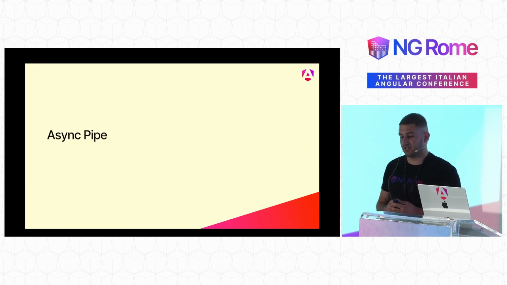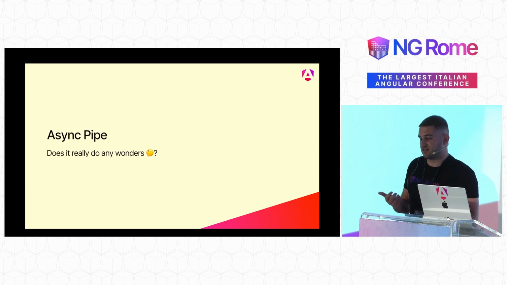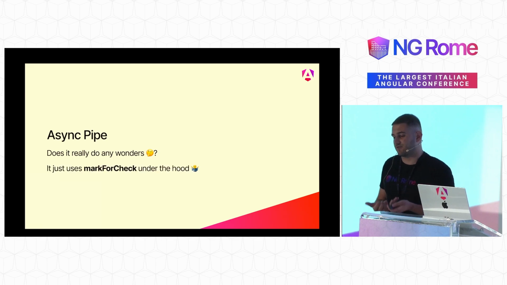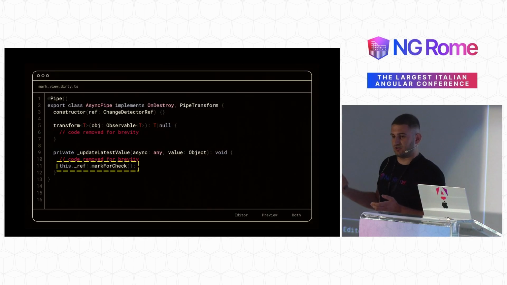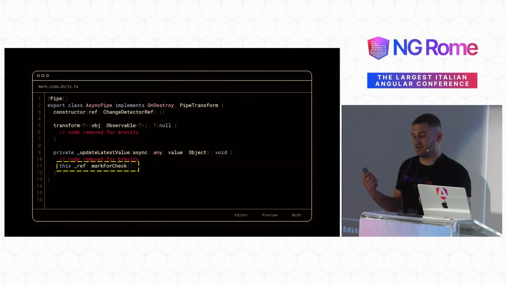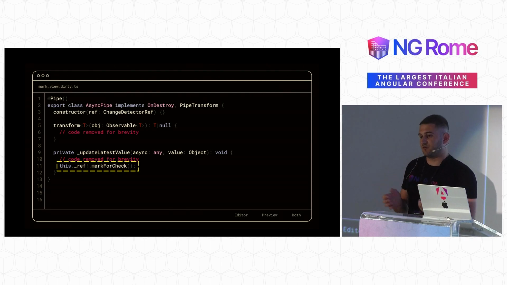Let's look at the async pipe now, and I have to ask, does it really do any wonders? Because it just uses markForCheck under the hood. It still marks all the ancestors as dirty. And this is the source code if you care about it. On updating the latest value, it will basically just run markForCheck, and that's it.